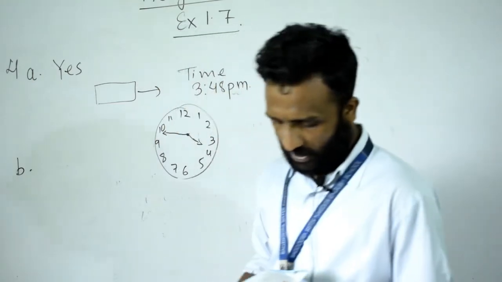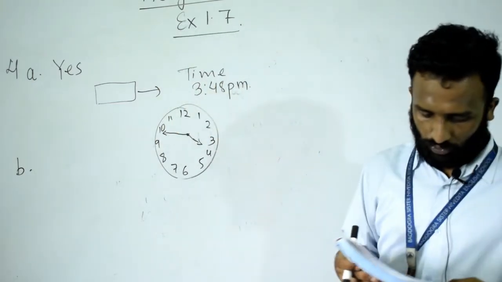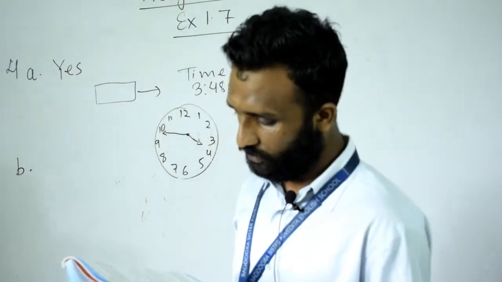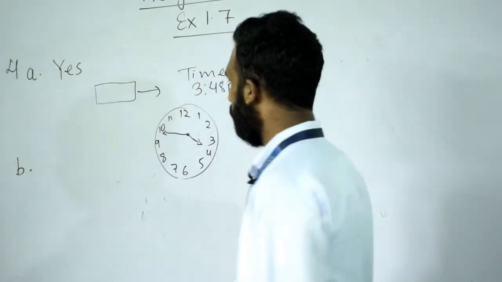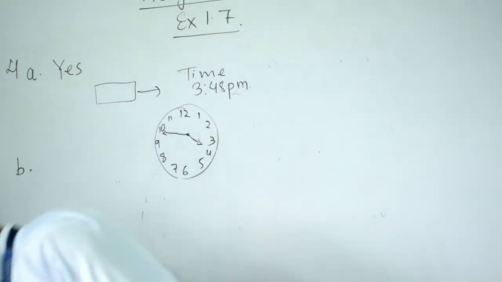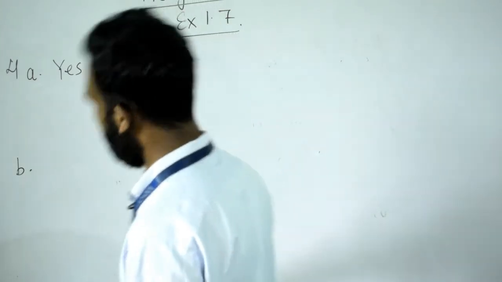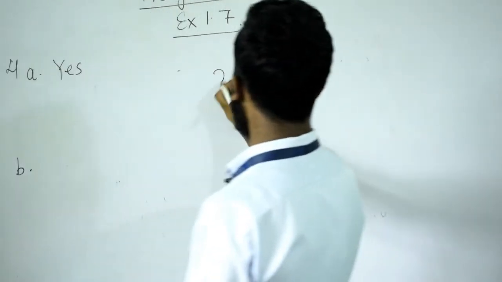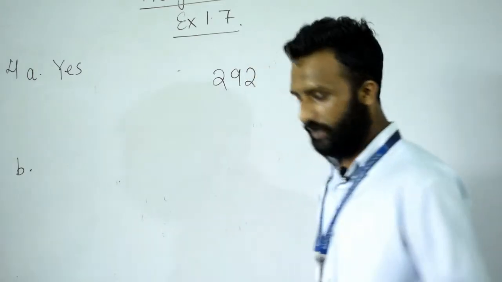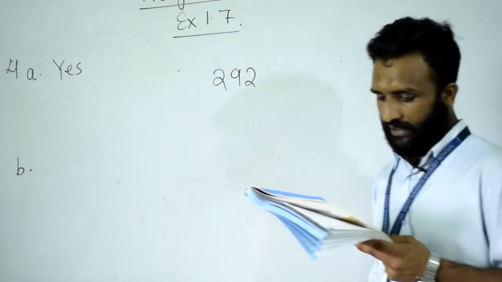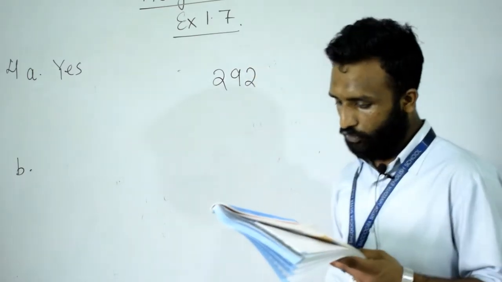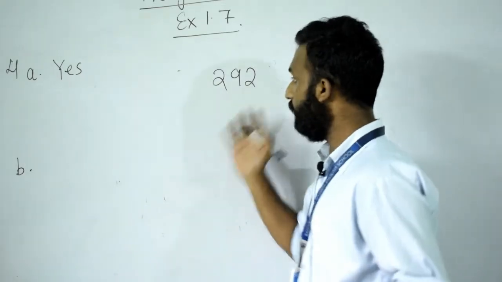Number B, if 292 tickets are sold, can you round off the number to 300? So here in question B, it is saying 292 tickets have been sold. Can you round off the number to 300? Can we round up the number to 300?